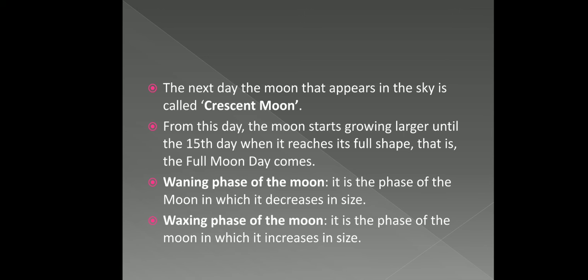So the 8 phases are, at first, we'll start from the full moon day, and then it will be waxing gibbous moon, and then first quarter, and then waxing crescent, and then new moon day, and then waning crescent, and then third quarter, and then waning gibbous, and then again it comes to full moon day.